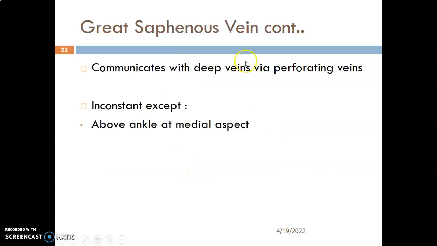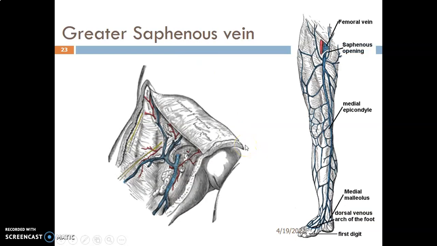So the great saphenous vein is superficial and is able to communicate with the deep veins via perforating veins, and this great saphenous vein is usually inconstant except above the ankle, a finger's breadth anterior to the medial malleolus, and above the knee on the posteromedial aspect of the patella. So those are the landmarks, the places where you will constantly find the great saphenous vein in most of the population: a finger breadth anterior to the medial malleolus and a hand's breadth posteromedial to the patella.